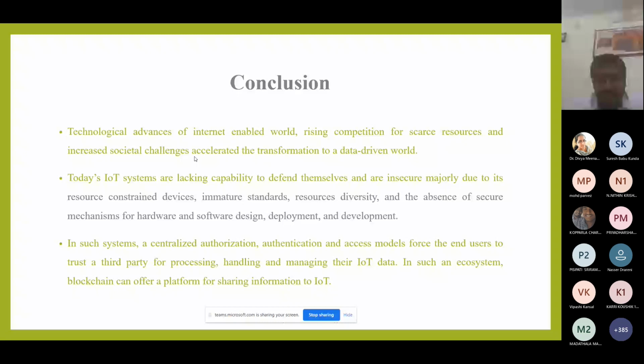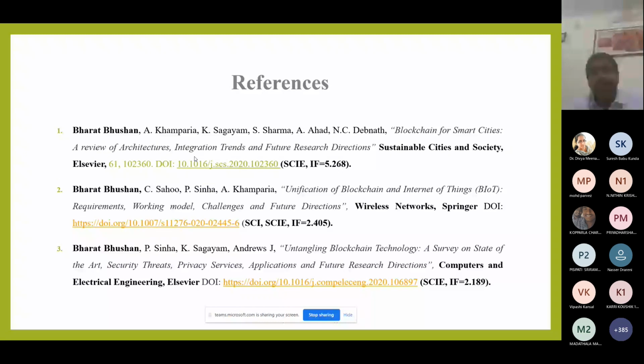Papers that you can refer. These are some of my papers published in the last few years. First one was blockchain for smart cities. All three are detailed review articles. The second paper is a unification of blockchain and IoT. So both are in different directions. One is in the direction of smart city, one is blockchain for IoT.